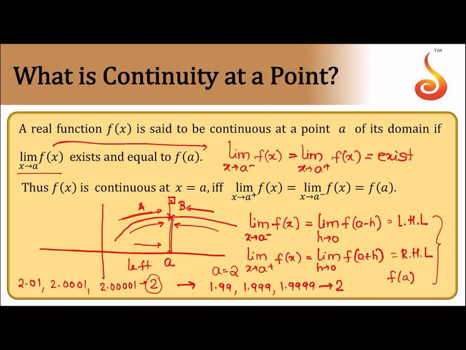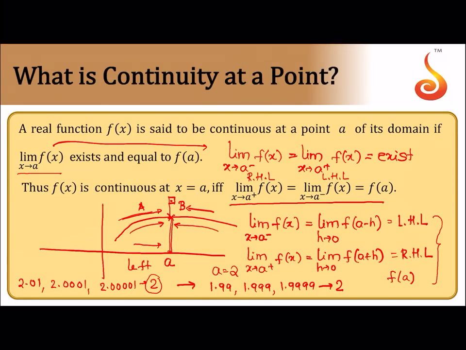I hope you understood the basic definition. This is a very, very important definition. All three must be equal. So limit x tending to a, f of x equals limit x tending to a minus equals limit x tending to a plus equals f of a. Then we say the function is continuous.